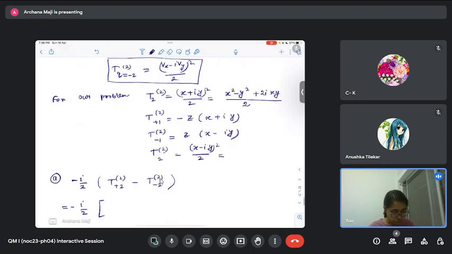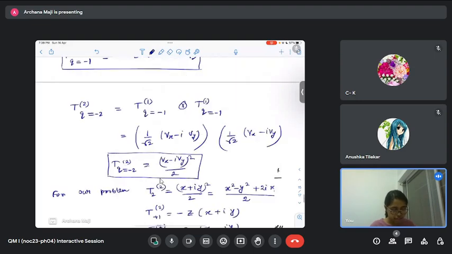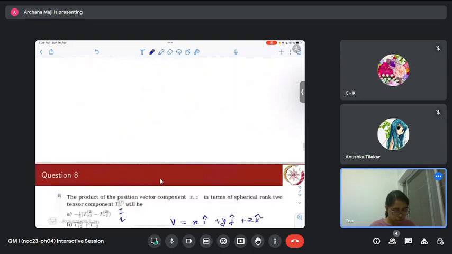So if we now do this A option, what do we get? If we subtract these two, we get 2Ixy, right? And that is nothing but xy. But the question is asking xz. So A option is definitely not correct.